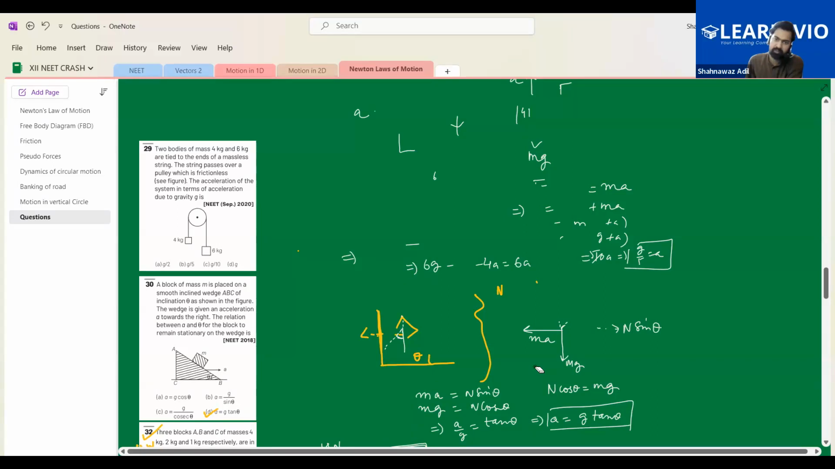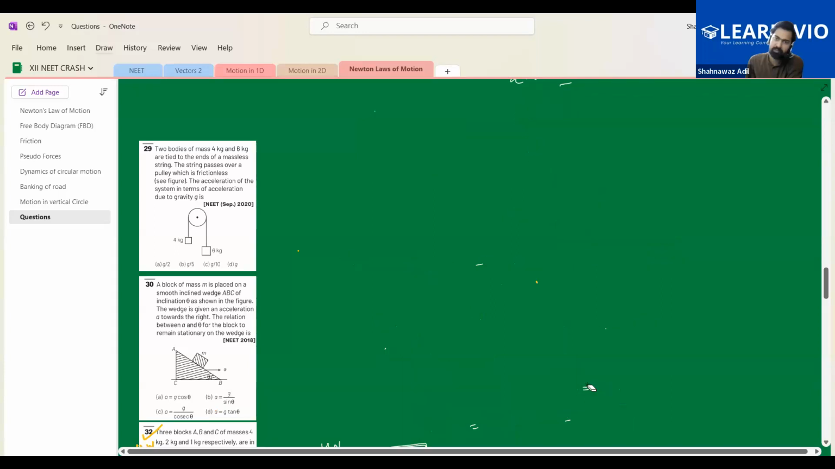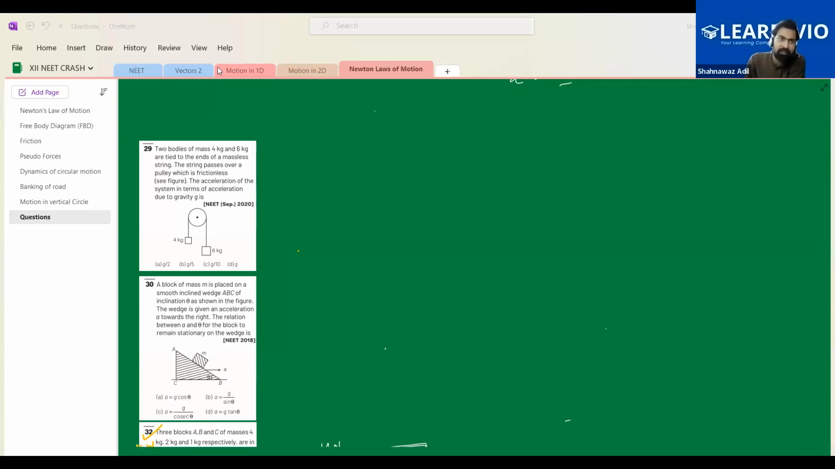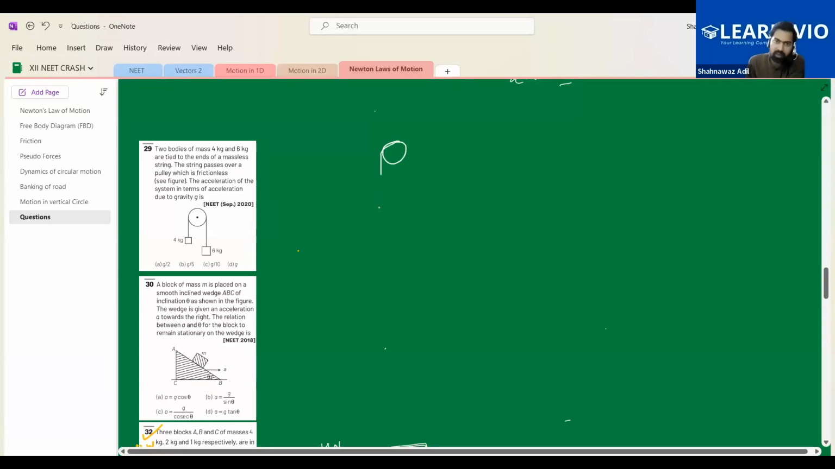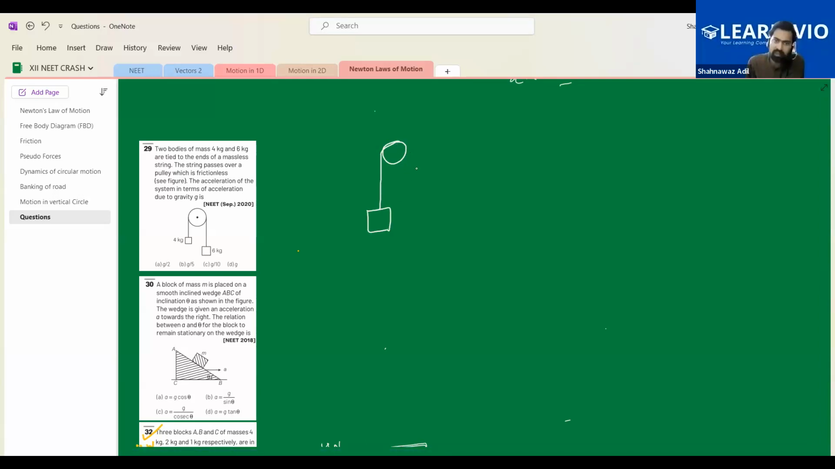Yeah, so now let's do this first question. Two bodies of 4 kg and 6 kg are tied to the ends of a massless string. The string passes over a pulley. So we have two objects which are hanging from this pulley. This one is 6 kg. This one is 4 kg.